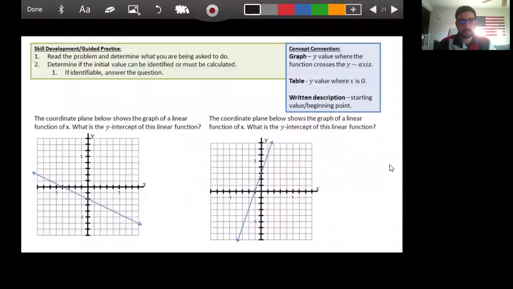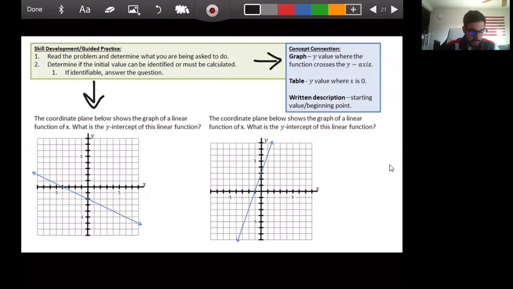All right, so what we're going to be doing today is just determining the initial value where it crosses the y-axis. Looking up here, this is what's going to help us out today. On a graph, it's where the point is on the y-axis. Remember, this is our y-axis right here. Wherever it crosses the y-axis, this is the one that goes up and down, our vertical one.